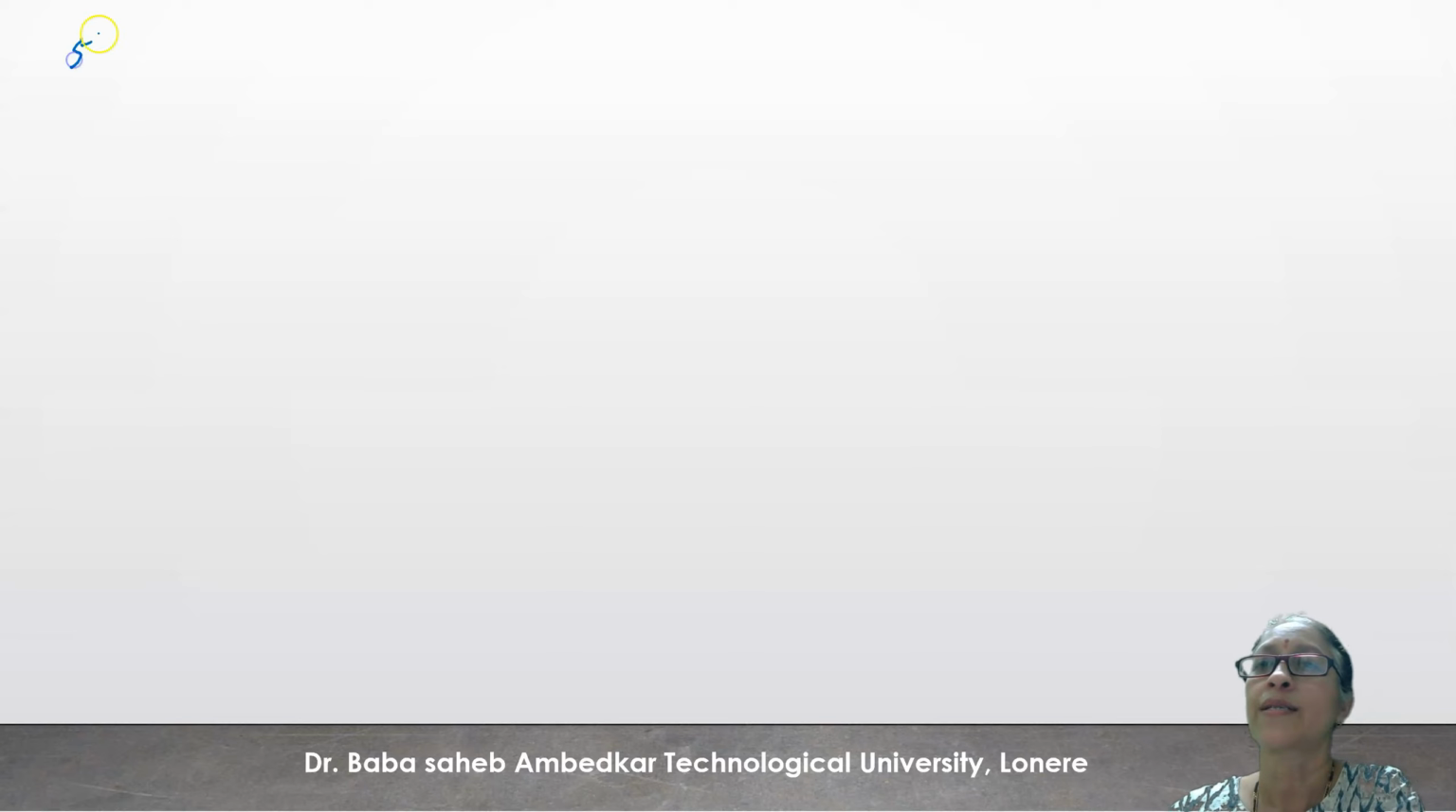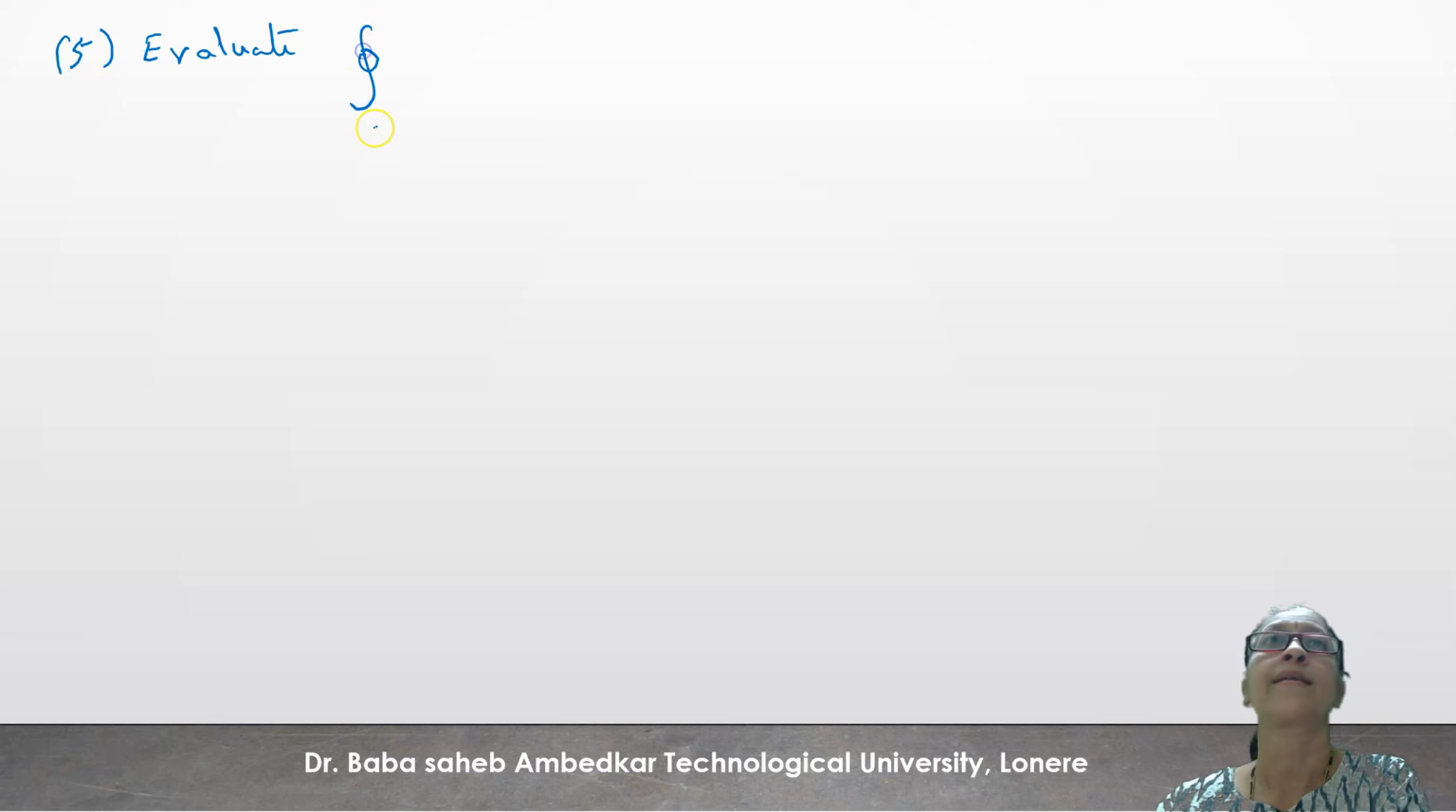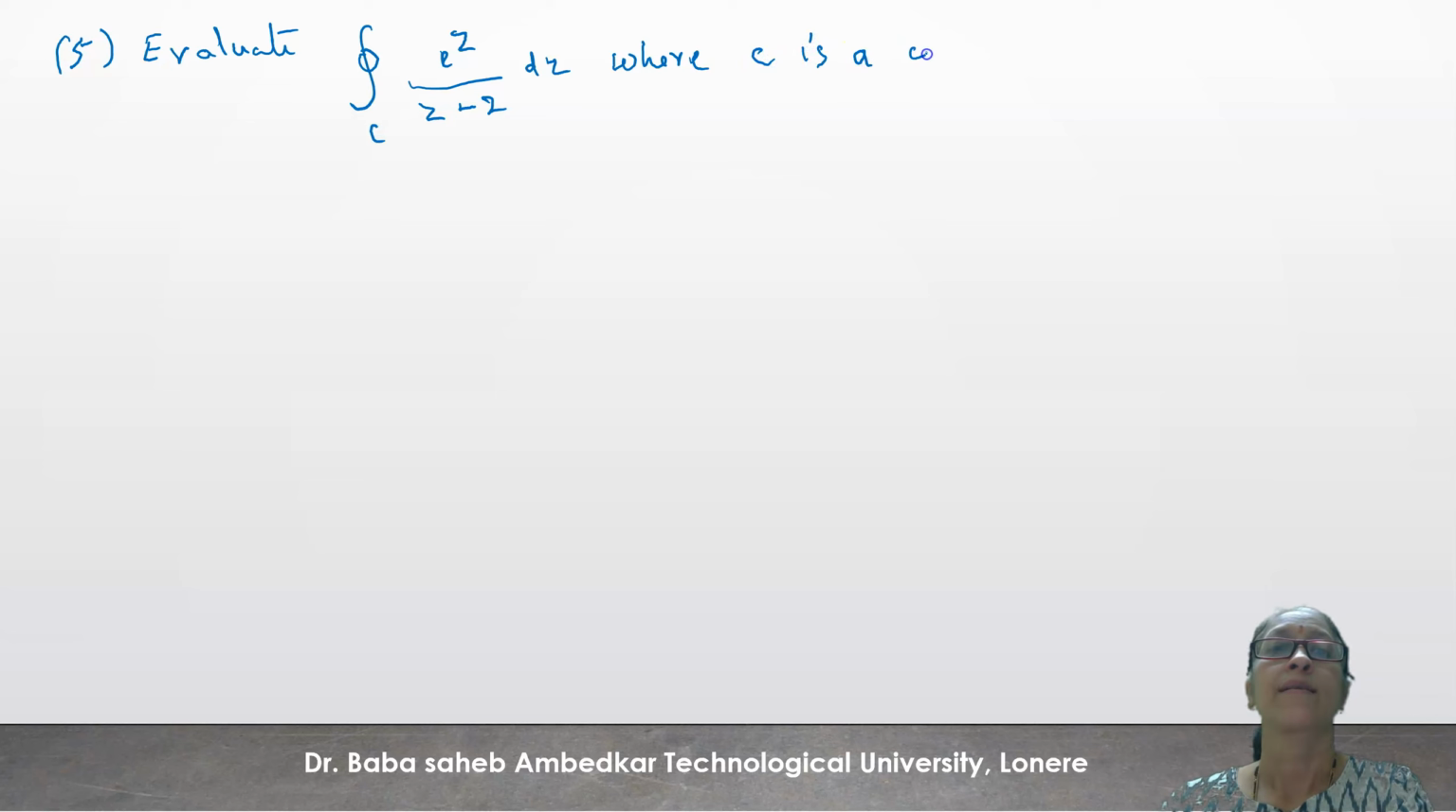Now, let us see the next question. Evaluate the contour integral of e power z by z minus 2 dz, where C is a circle, mod z equal to 3, and this is one question, and the other one is mod z equal to 1. Here also two circles are provided. We have to solve for both.